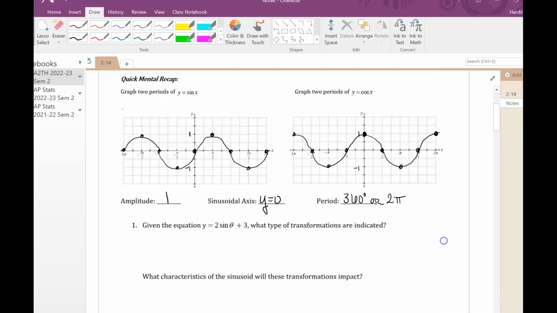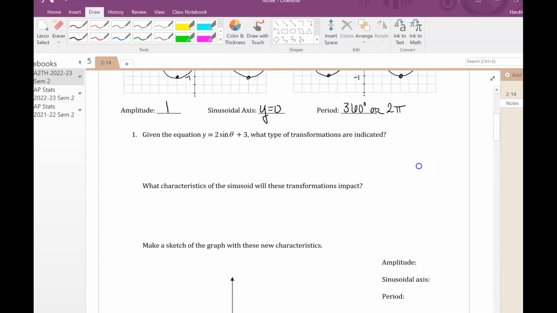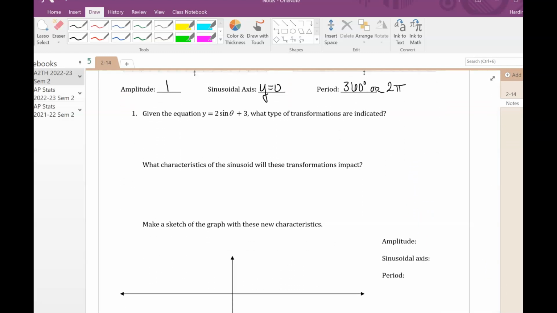So let's take a look at the equation given there in question number 1. It says y equals 2 sine theta plus 3. What types of transformations are these? Now I'm going to try and move through these notes fairly quickly to keep the video a little bit shorter, but remember that you can always pause or you can rewind if you need to hear something again. In this equation, there are two transformations. The first one is a vertical stretch by a factor of 2.